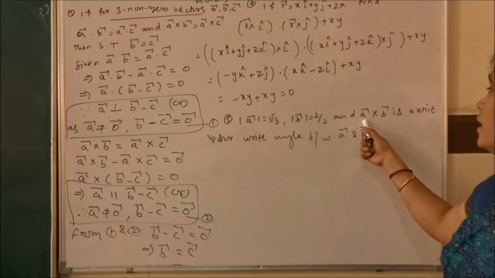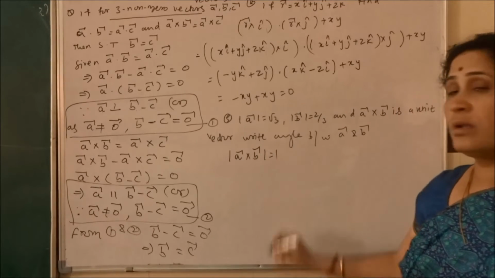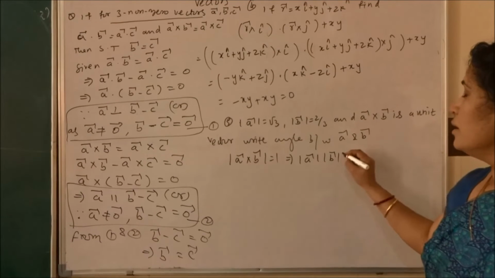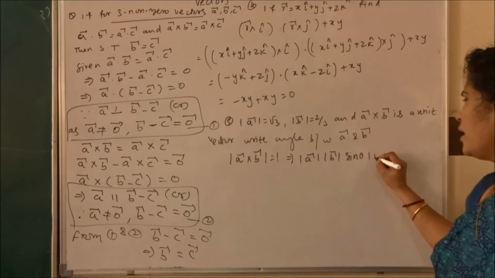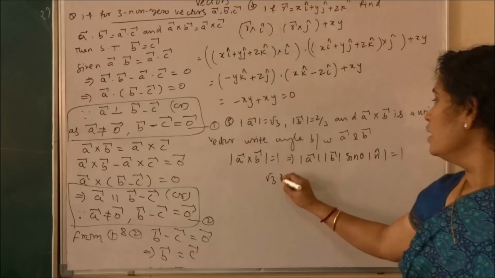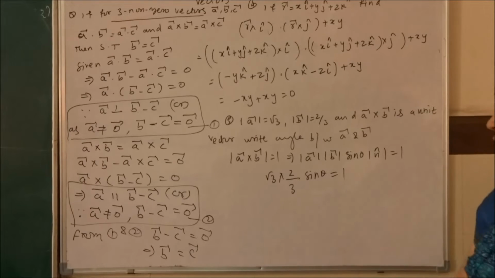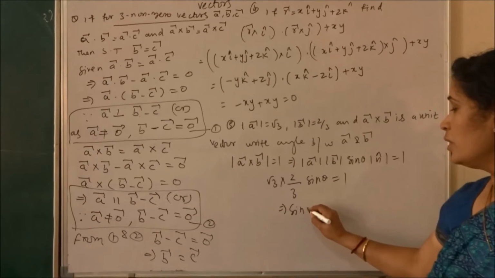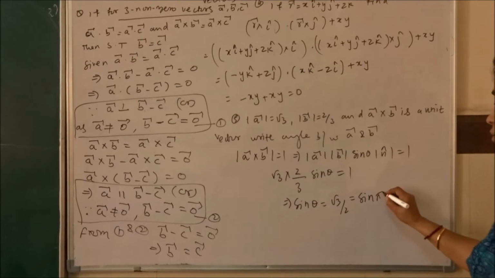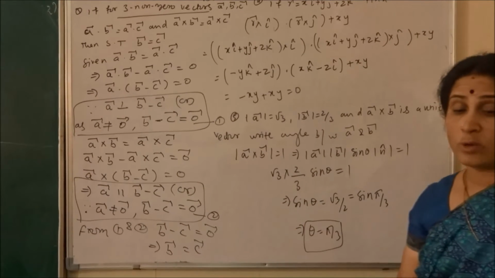Now see the question, what is given here? A cross B is a unit vector, which means the magnitude of A cross B becomes 1. You know this formula: magnitude of A vector into magnitude of B vector into sin theta into magnitude of n cap equals 1. Magnitude of A is given as root 3, magnitude of B as 2 upon 3, into sin theta, and it becomes 1. So sin theta equals root 3 by 2, and root 3 by 2 we can write as sin pi by 3. So theta equals pi by 3. Clear?